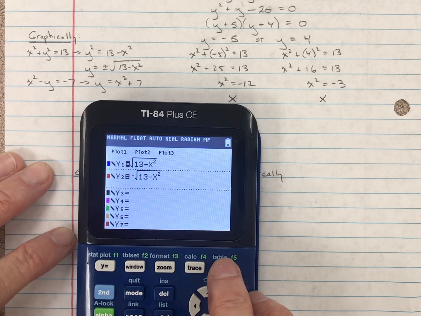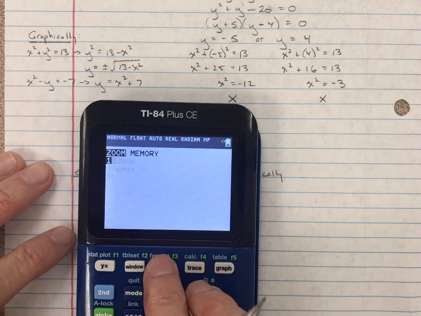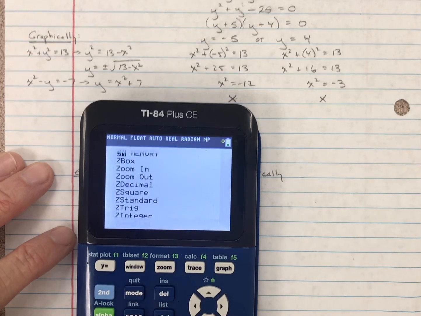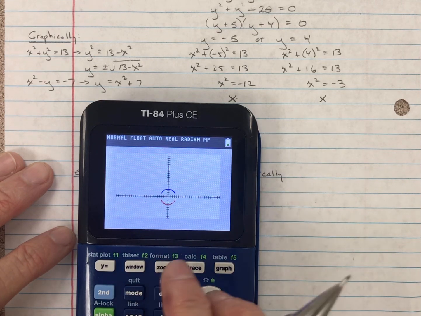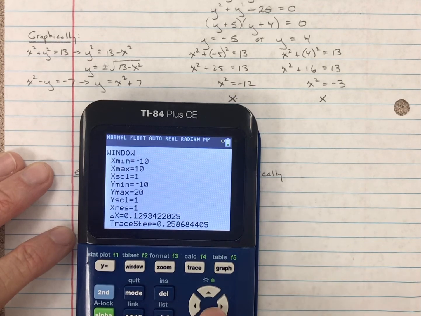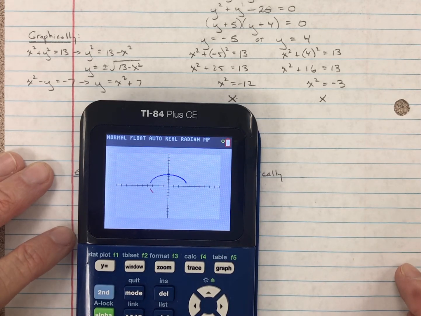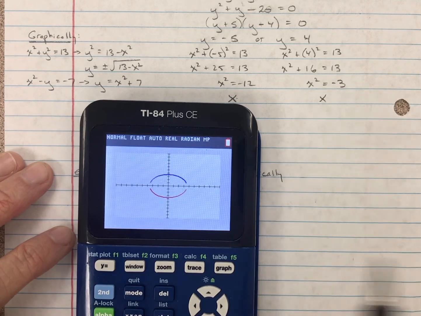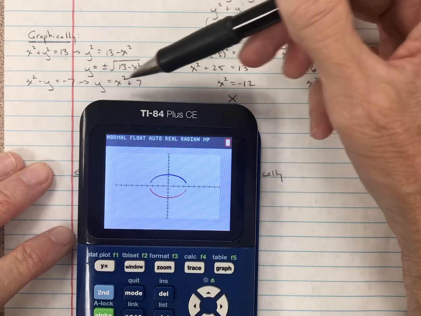I'm just going to graph these two so you can see them. There's the top of the circle, there's the bottom of the circle. Now if I go to zoom square, number 5, a bit better circle there. And if I set my window from negative 10 to 10 and negative 10 to 10, there you go. There's my circle. So that's equation 1. Equation 1 is a circle. Now this is suggesting equation 2 is a parabola.